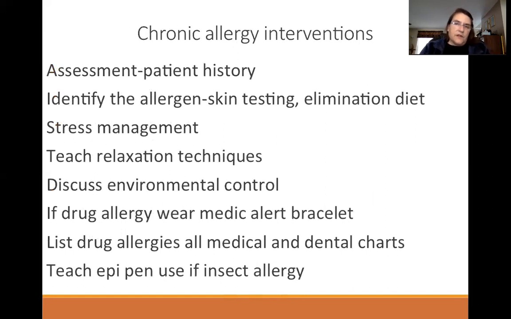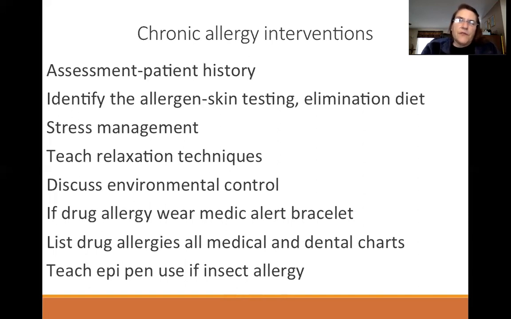Okay, assessment of chronic allergy interventions. When we do this, we look at a physical assessment and then we look at a bigger picture. We might do a diagnostic workup. We might do some skin testing. We look at a family history, maybe some social factors.